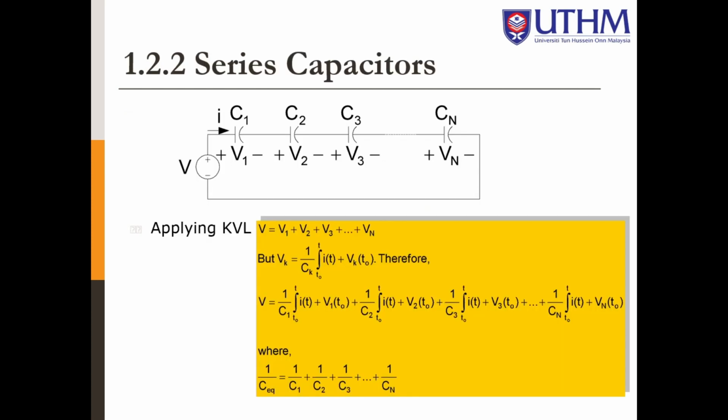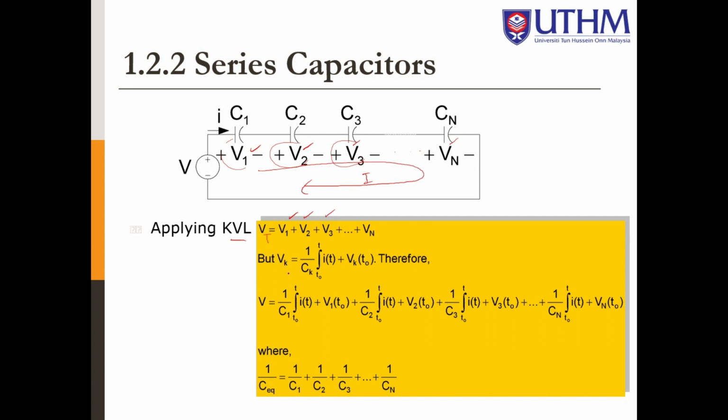Next, we will look into series capacitors. If you connect a number of capacitors in series, you will have the same current across all the components, while you have a different voltage drop across each capacitor. So for the series capacitor circuit, we apply KVL. KVL says that the total voltage drop equals the sum of the individual voltage drops: V1 plus V2 plus V3 and so on.